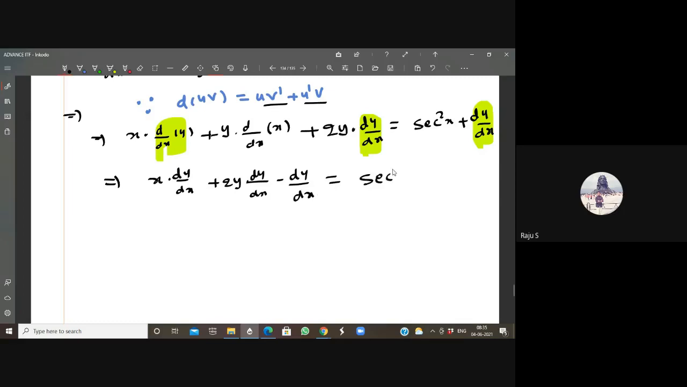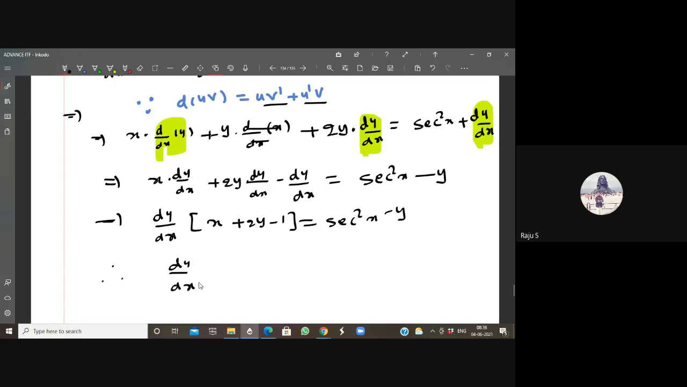It is equal to, what is the remaining value on the right side? Secant square x minus, what is the remaining value? Dx cancels. Y remaining value y, so that is minus y. Plus y becomes minus y. So you can take dy by dx common here, remaining x plus 2y minus 1 is equal to secant square x minus y. So therefore, finally dy by dx value is secant square x minus y whole divided by x plus 2y minus 1. That's it.